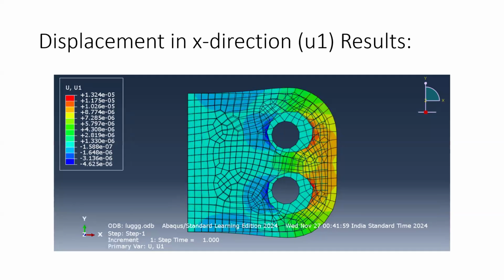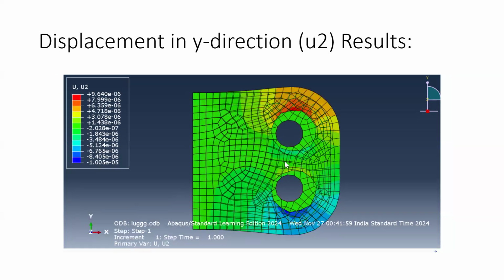Now I'm going to the displacement in x direction at u1 results. This is also the same, but here the red region is up to 1.1, from minus 4 to 1. Okay, now go to the displacement in y direction, u2. These are animating results, which I get after applying the impact pressure.